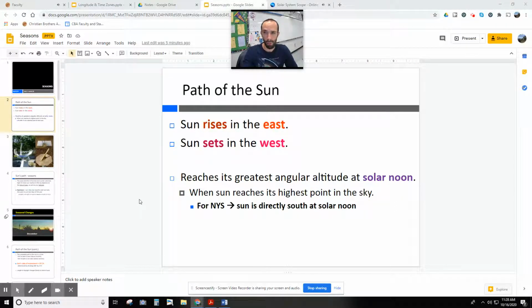And for anybody in the northern hemisphere, if we were looking for the sun at solar noon, we're looking to the south. Okay. If you're in the southern hemisphere and you're looking for the sun at solar noon, you actually look north, just the opposite. So that's something that we'll take a look at with some diagrams as well.